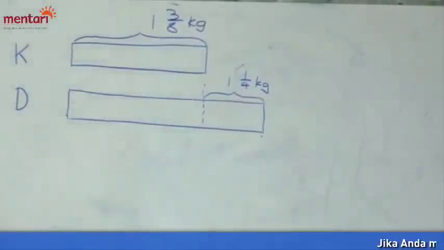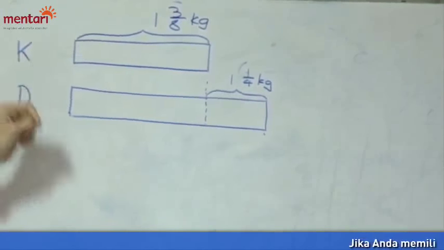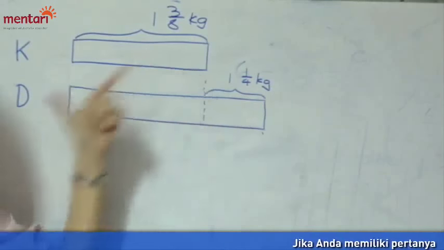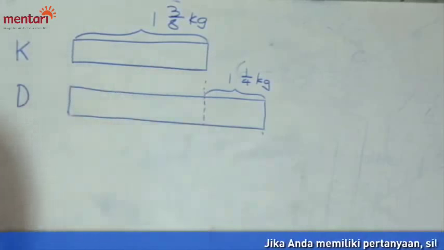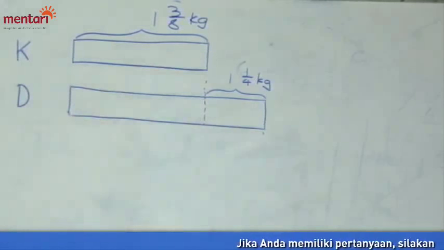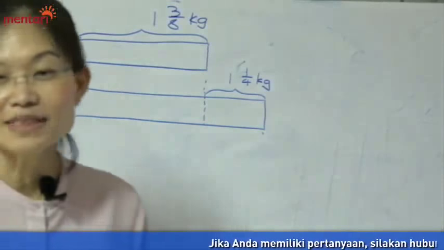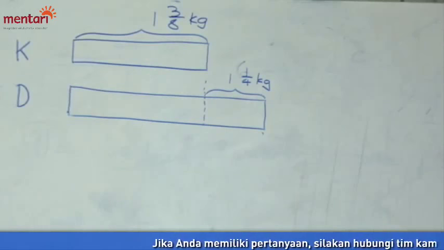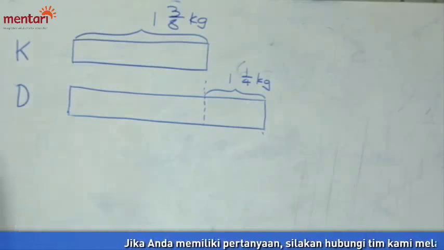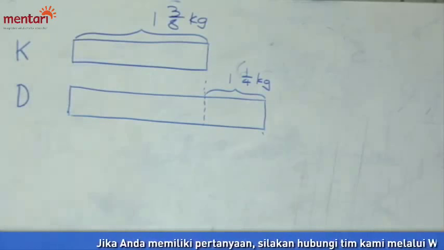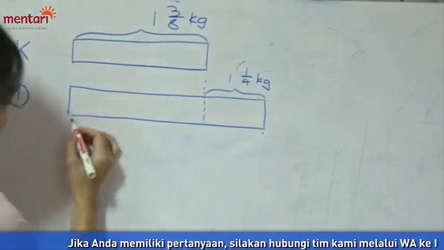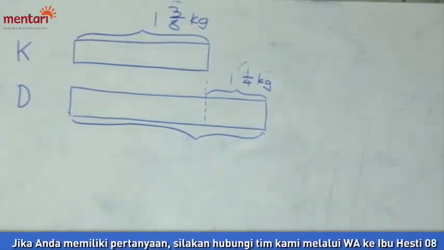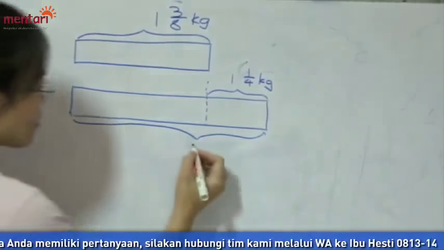So if we see, Kathy used 1 and 1/4 kilogram less flour than Diana. And the question is, how much flour did Diana use? If you look at this bar model, can you tell me which part is asked? Right, it is here, the part that is the amount of flour that Diana used.